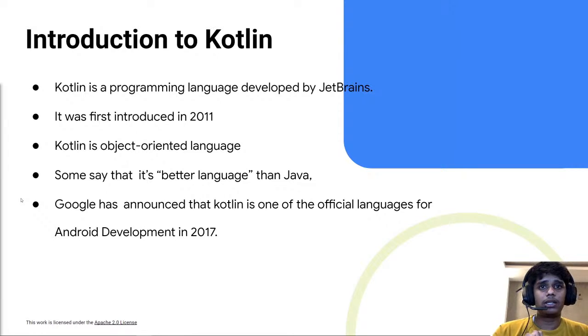It's not like C or C++, which came way before. Some people say that it's better than Java, but I don't know how it's better, even though Java is so difficult. Then in 2017, Google announced that the official language for Android development will be Kotlin. Even though you now have Flutter, which is basically in beta, the official language to develop apps in Android Studio will be Kotlin.